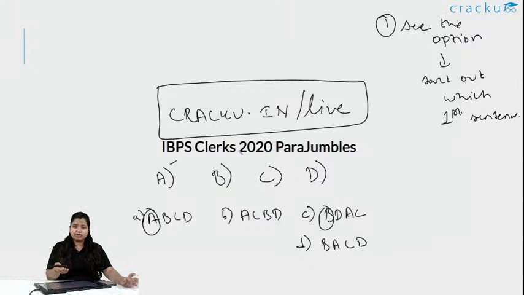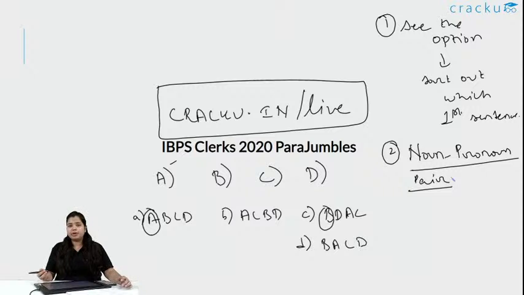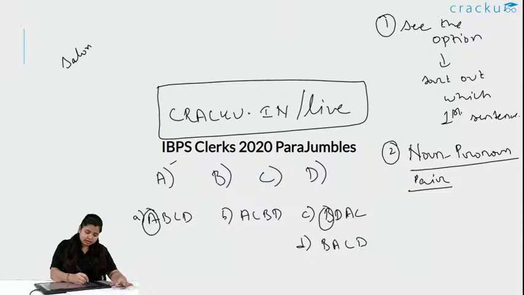Once we are done with the first sentence, what we can do next is find the pairing or the correlation. And how do we get this? The second most important thing is you must find the noun pronoun pair. What does the noun pronoun pair do? For example, I am saying: Saloni is a girl. She is a student.